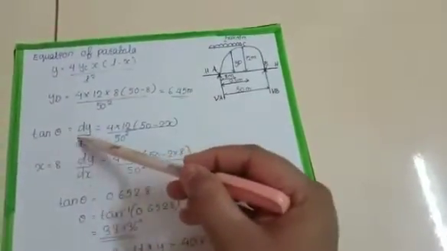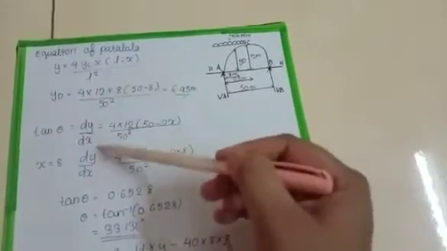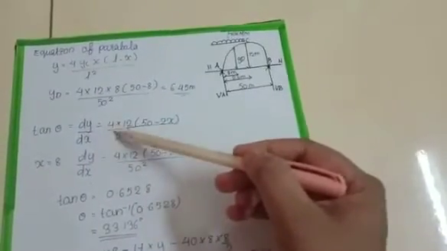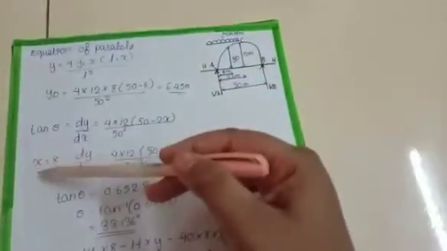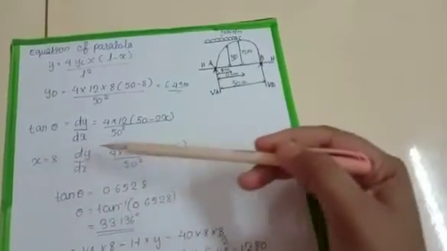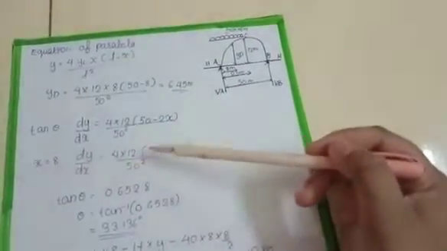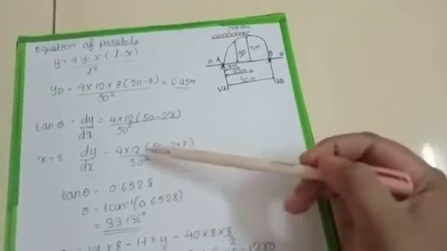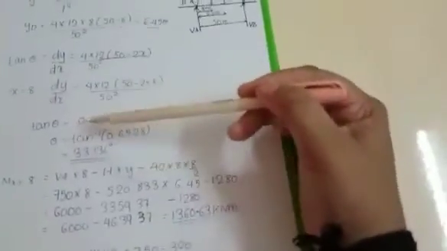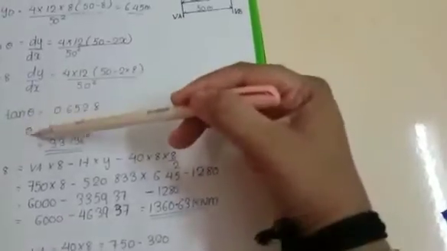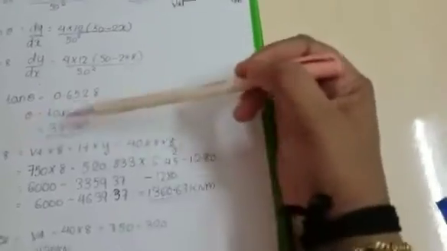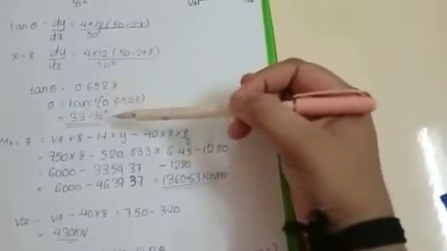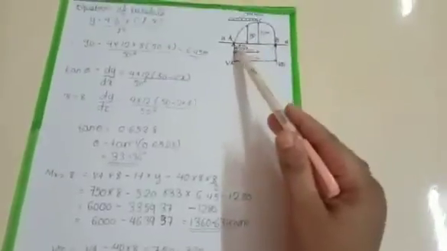And tan theta equal to dy by dx. Differentiating y with respect to x, we get dy by dx equal to 4 into 12 into 15 minus 2x by 15 square. Putting value of x equal to 8, then dy by dx equal to 4 into 12 into 15 minus 2 into 8 by 15 square. Tan theta equal to 0.6528. Theta equal to tan inverse of 0.6528. And value of theta equal to 33.136 degree. Then we want to find moment at section.